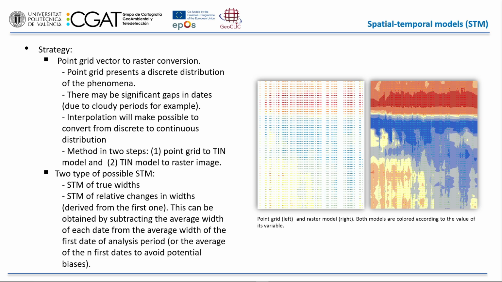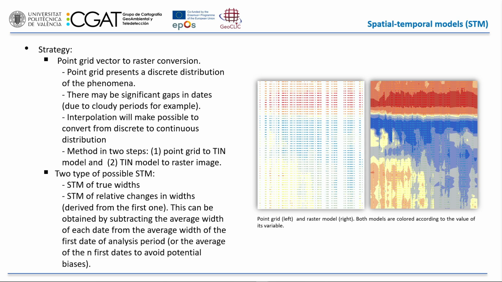The existence of periods of time in which the analysis area is covered by clouds causes a lack of data, and therefore the existence of gaps in this data matrix. To minimize these problems, it is necessary to convert discrete information into continuous information applying some interpolation method. An accepted method is to create a TIN model from the grid point matrix and subsequently convert the TIN model to a raster layer. As mentioned above, this is the spatio-temporal model of average widths.